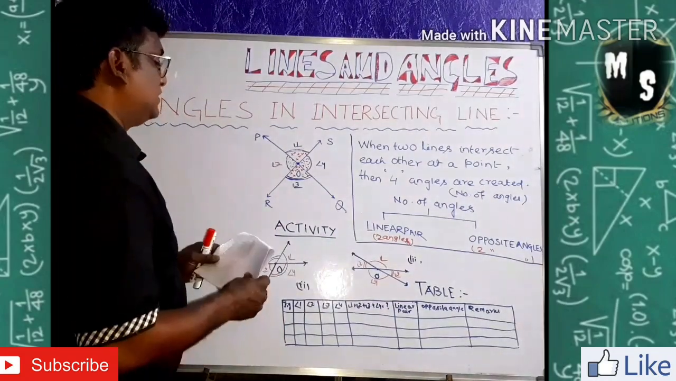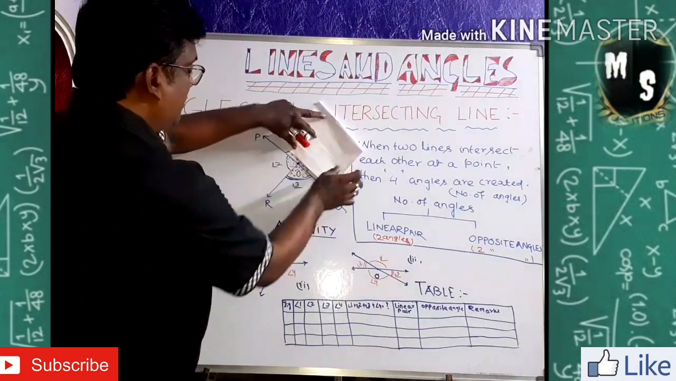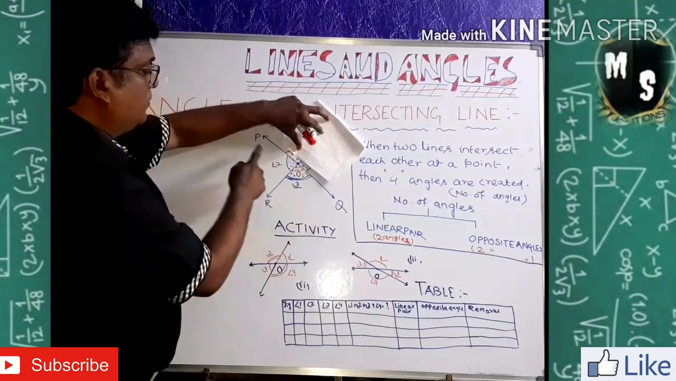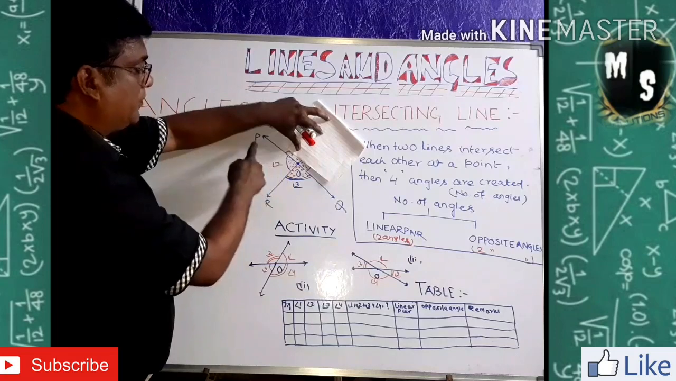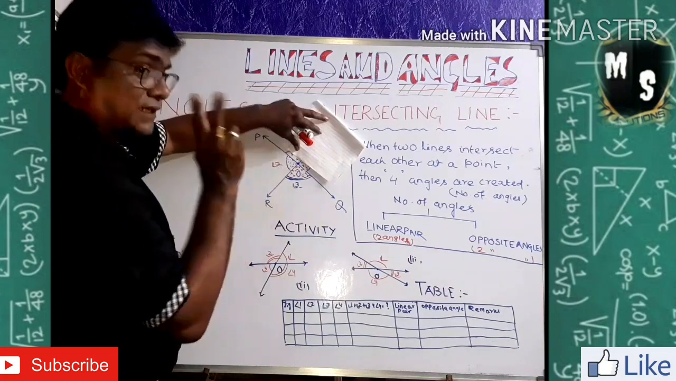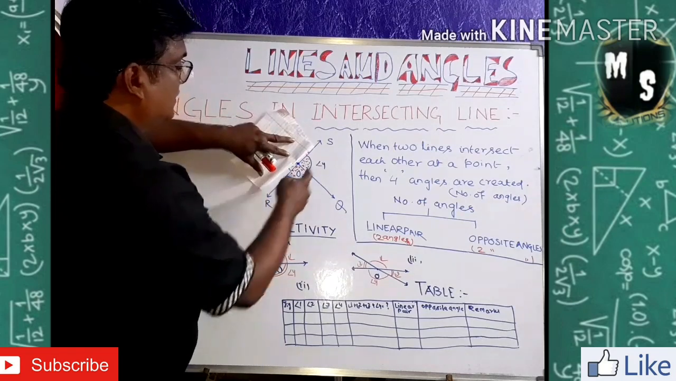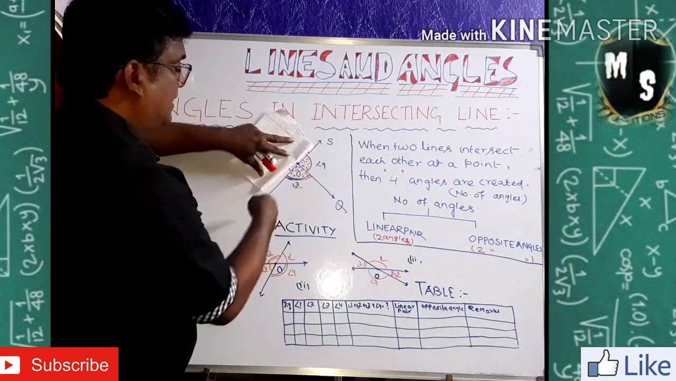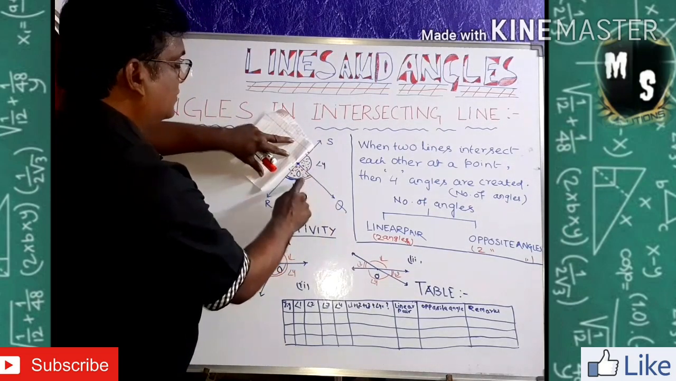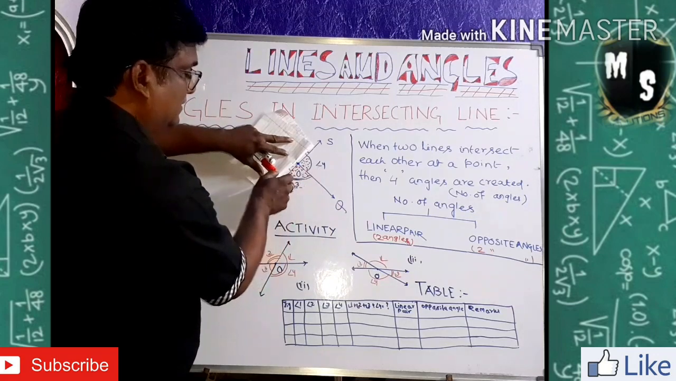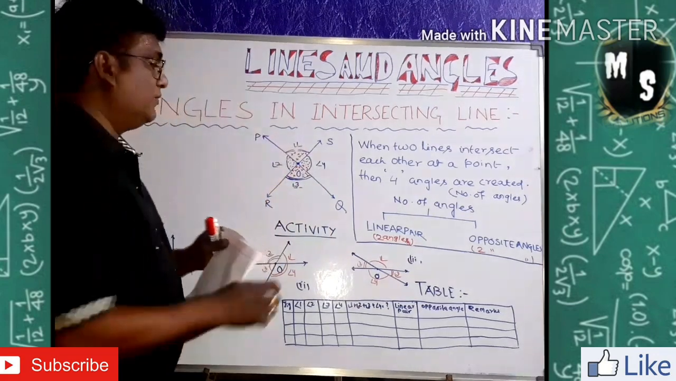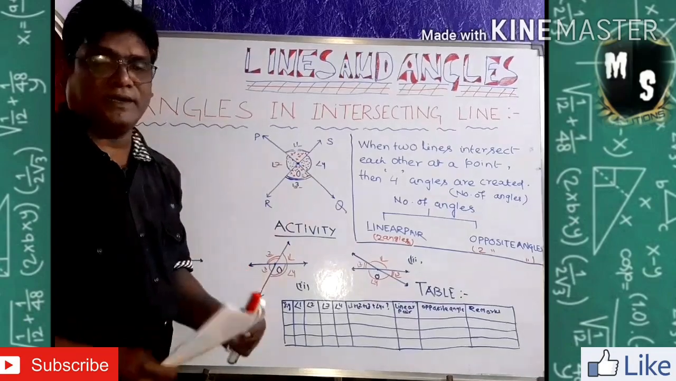So somebody will just cover this one. See, now it is your PQ. Now OR is standing on PQ. So 2, 3 are called a linear pair. Similarly, if I cover this one, see, now it is your RS line and OQ is standing on that. So 3, 4 are called the adjacent angle or linear pair angle. When you add these two, it will give you 180 degrees.